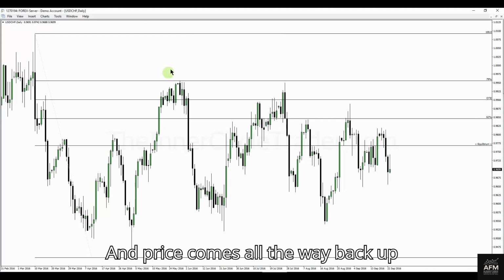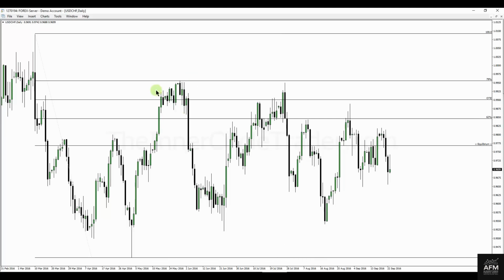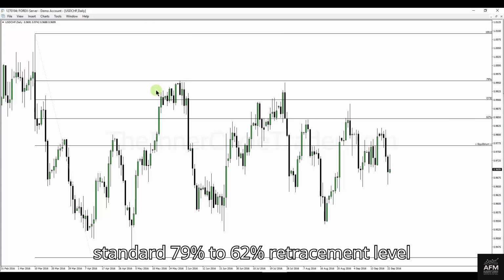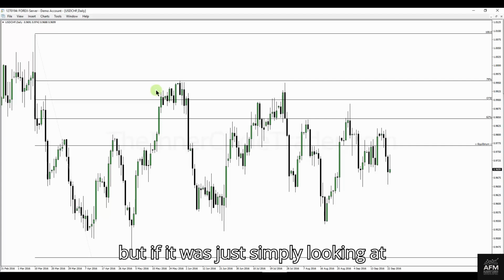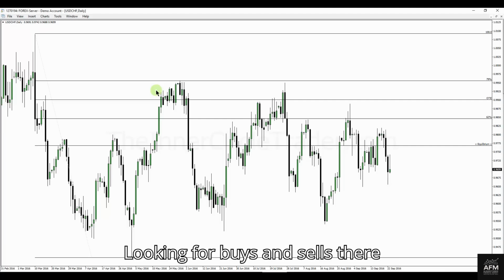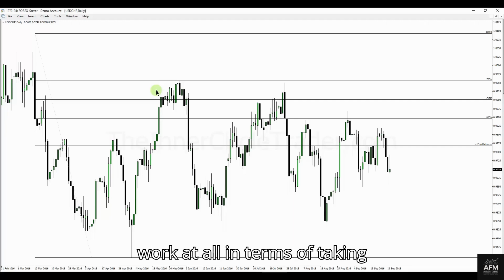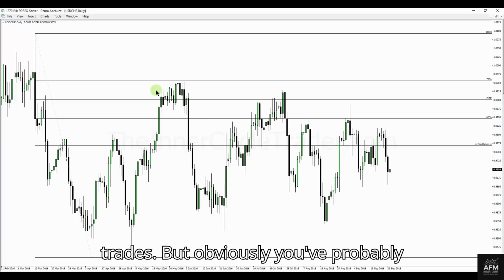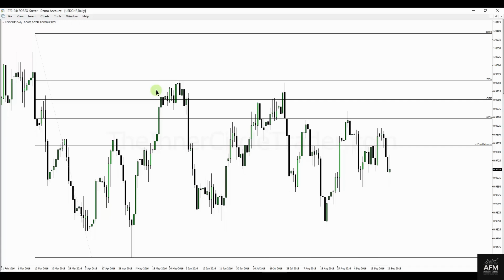And price comes all the way back up to what I have taught for many years as the optimal trade entry, which is a standard 79% to 62% retracement level on the fib. Now, I didn't create that, but if it was simply looking at that alone, 62% to 79% retracement levels, looking for buys and sells there, it would be no work at all in terms of taking trades. But obviously, you probably learned very quickly, there's much more to it than just pulling a fib over top of price swings.